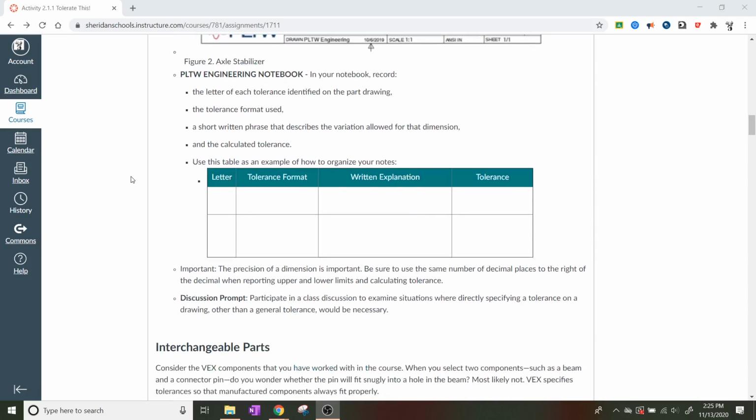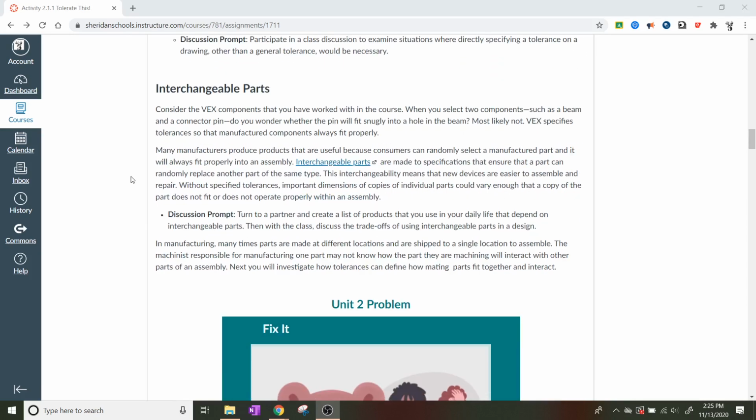So next thing that we're going to do is start talking about how parts can be interchanged with each other and the different types of fits that can go with it. We'll talk about it on the next one.